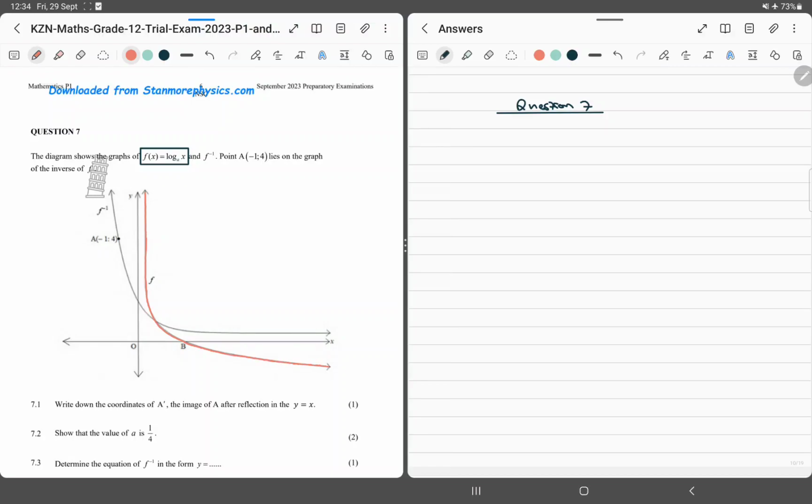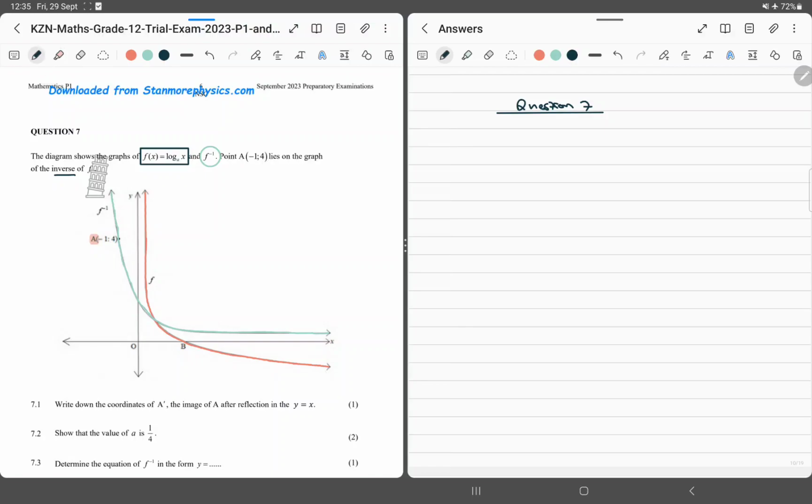So there's the graph of f. And then we've got the graph of the inverse. So we've got those two graphs. So this is the inverse of f. Okay, not a problem. And then we're told point A, (-1; 4), lies on the graph of the inverse. Okay, so there's point A, we can see it, not a problem.